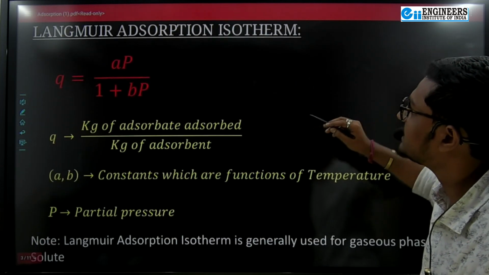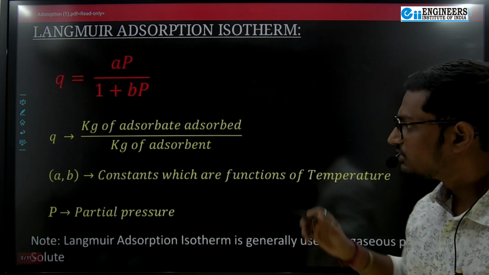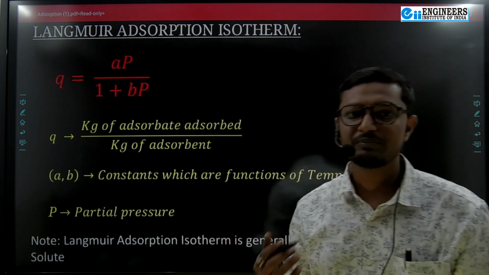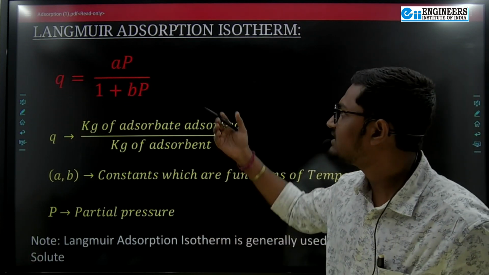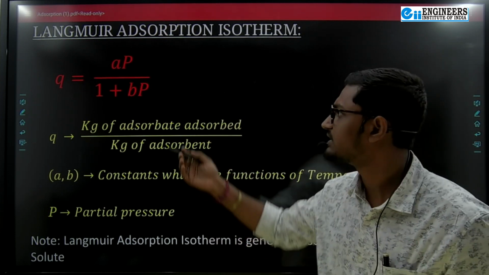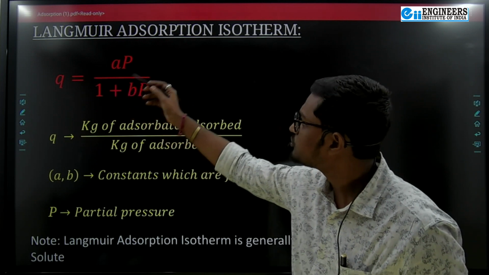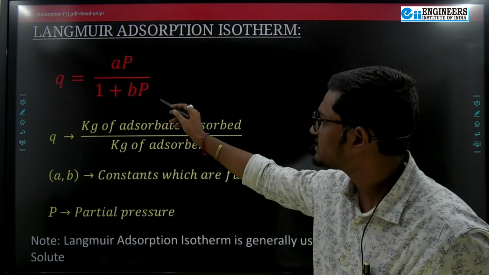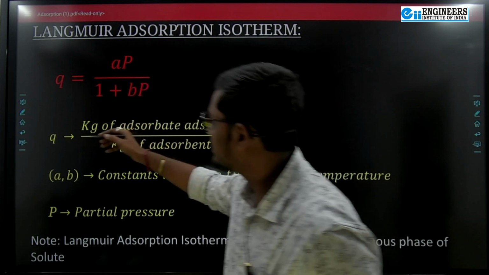The first one is the Langmuir adsorption isotherm. The Langmuir adsorption isotherm is generally based on the partial pressure and it generally deals with the solute when it is in the gaseous phase. So we can see that Q is equal to AP divided by 1 plus BP. Okay. So this is our general formula.